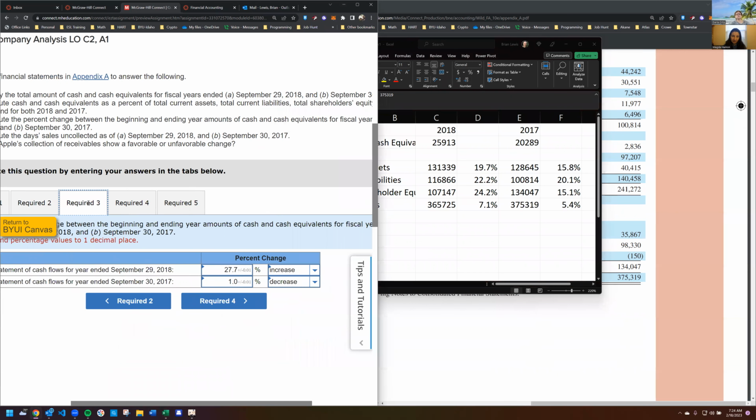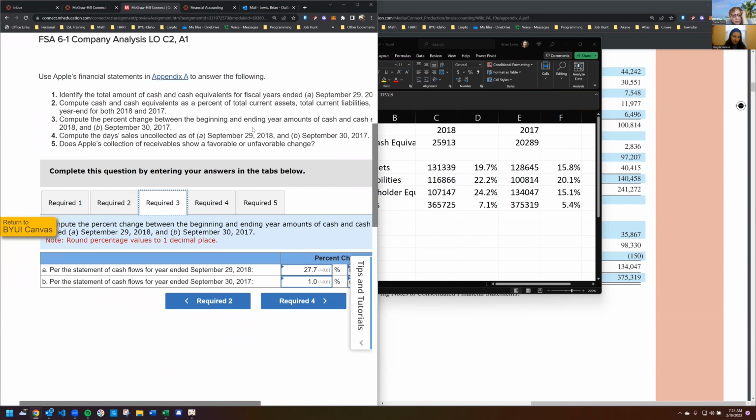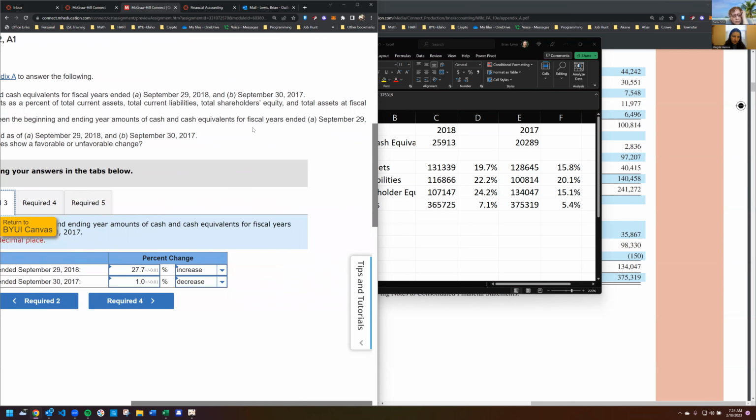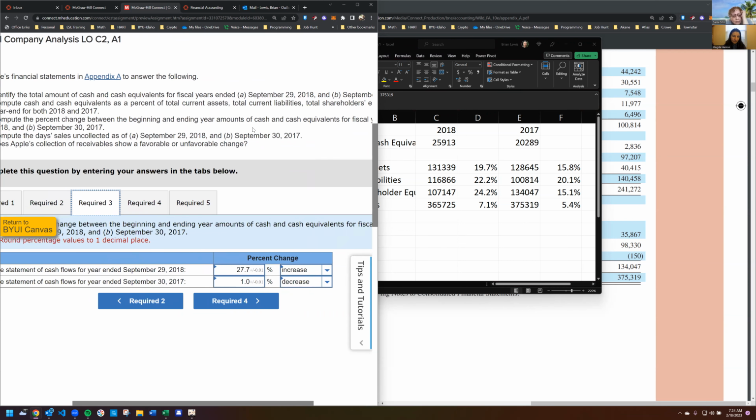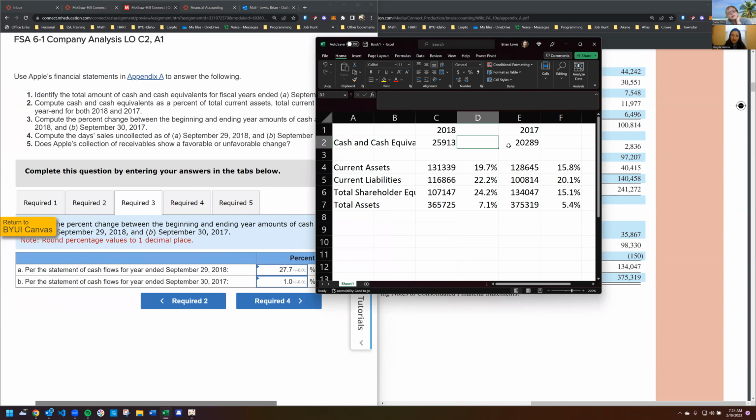Okay, required 3. What's the question? To compute the percentage change between the beginning and ending year, right? Cash and cash equivalents for fiscal years. What's the percent change? Okay. Percent change. If you take the current number divided by the old number, you're going to get the change for the current year, right? But it's expressed as a 1 plus, right? Because you're starting with an old number.